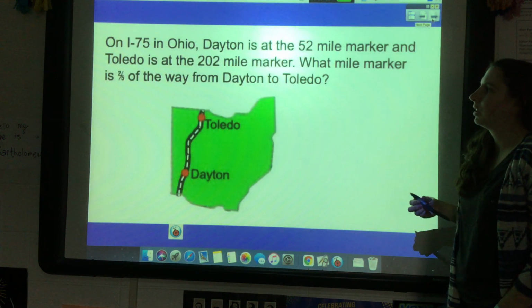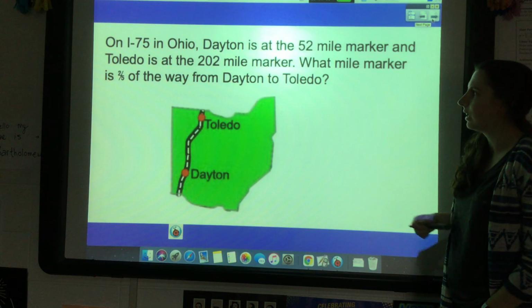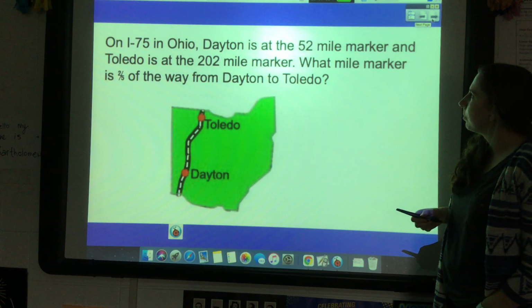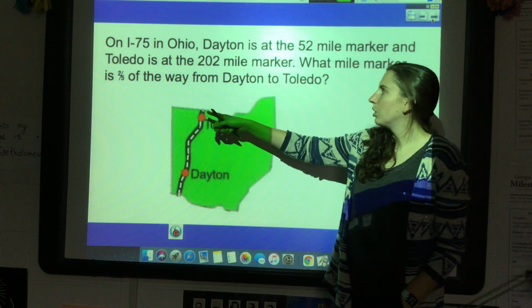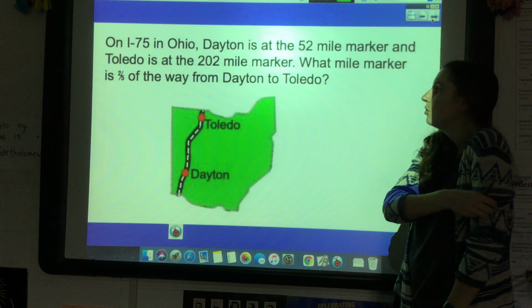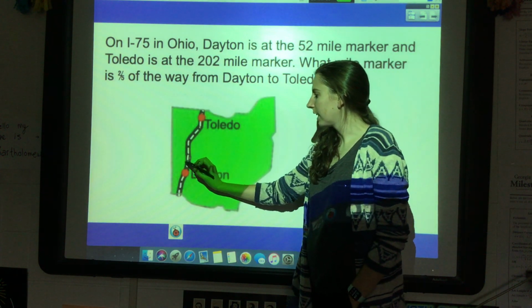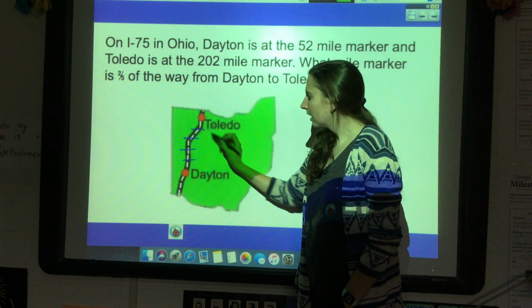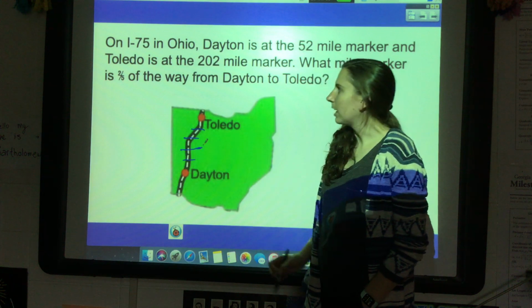For example, on I-75, which goes all the way up through Ohio, Dayton is at the 52-mile marker right here, and Toledo is at the 202-mile marker. And what mile marker is 2/5 of the way from Dayton to Toledo? Like 2/5, if I cut this into fifths, 1, 2, 3, 4, 5, where would this be?